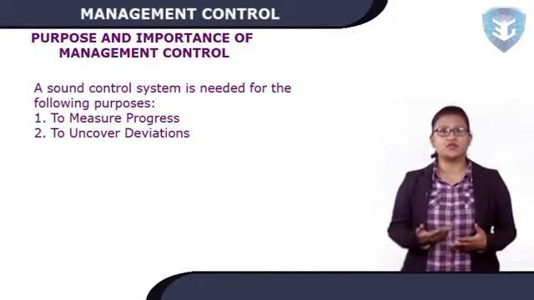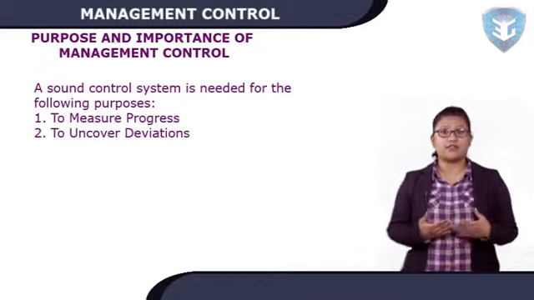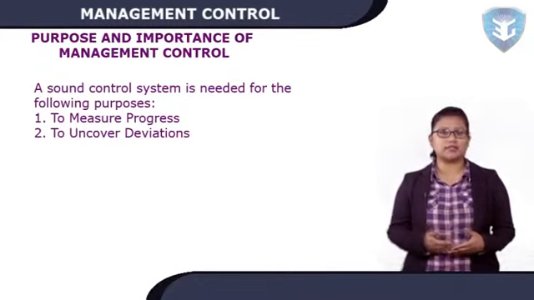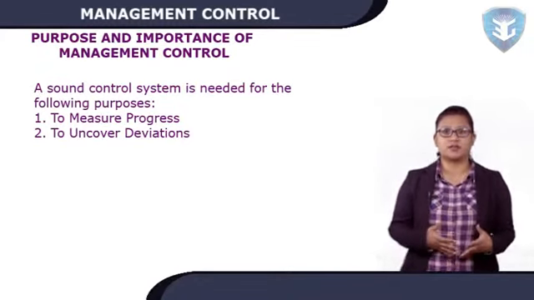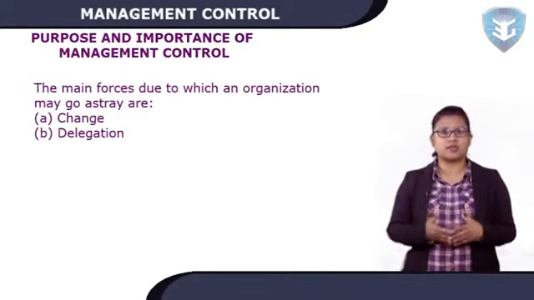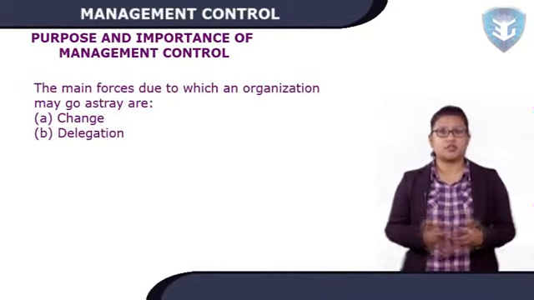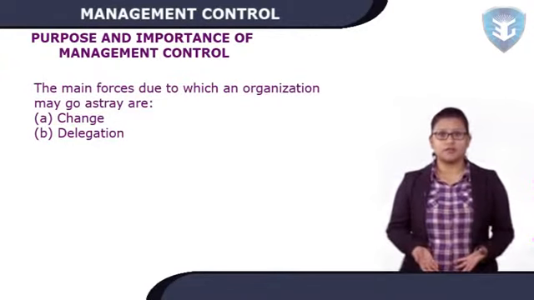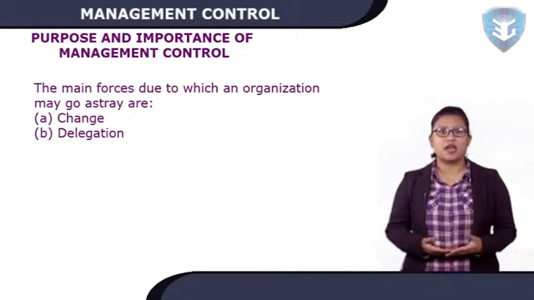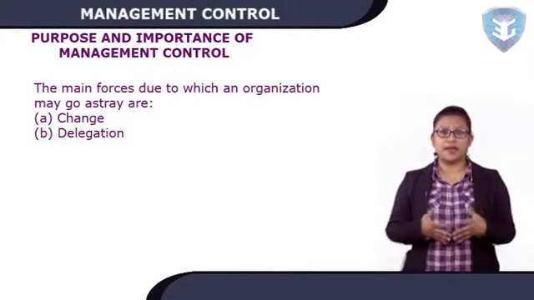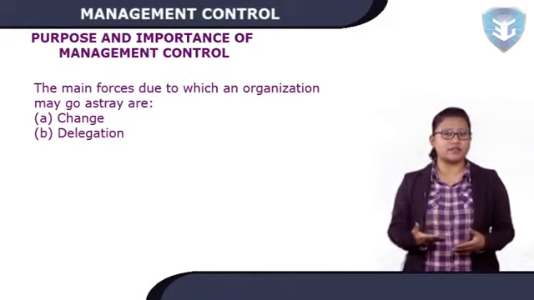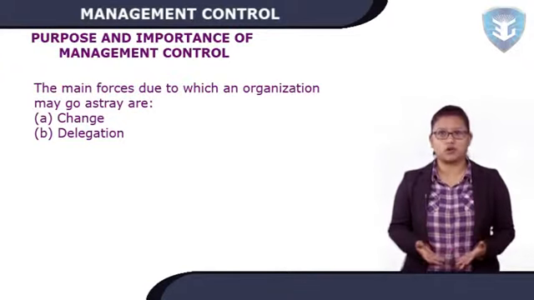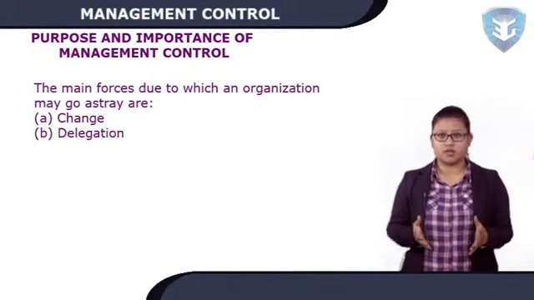To uncover deviations: several forces pull off the enterprise from its charted course. An efficient control system is required to detect these deviations before they become serious. The main forces due to which an organization may go astray are: change is an integral part of business environment. Market shifts, new products emerge, new materials are discovered, and new government policies are introduced. The control system enables a manager to detect changes that are affecting his organization. He can then take action to face the threats and exploit the opportunities which these changes create.